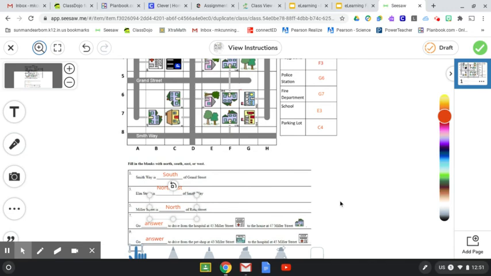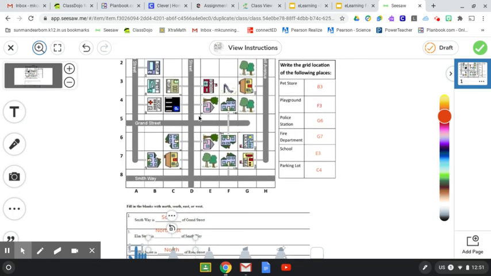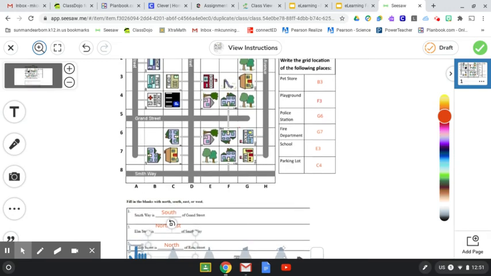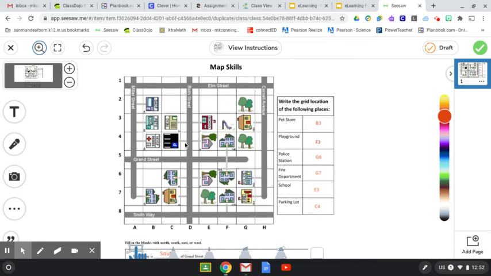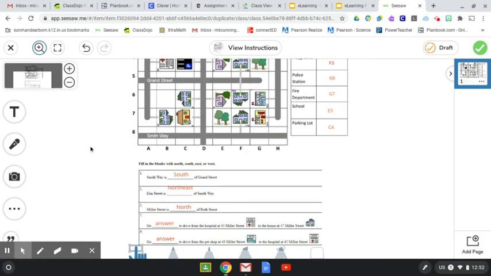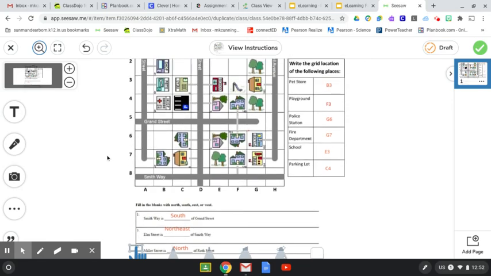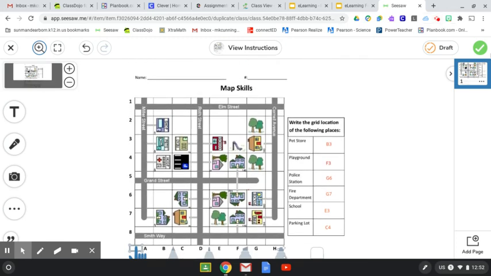So now it says go blank to drive from the hospital at Miller Street to the house at 47 Miller Street. So hospital is here. And then we want to go to Miller Street over 2 blocks. Okay, so we're actually not going to do 7 and 9. I don't know why there is no 8. We're not going to do 7 and 9. So I did those ones together with you guys. So I'm going to go ahead and submit what I have here.